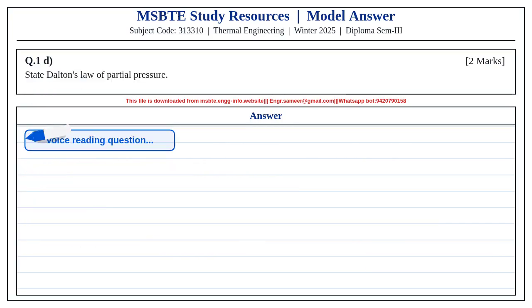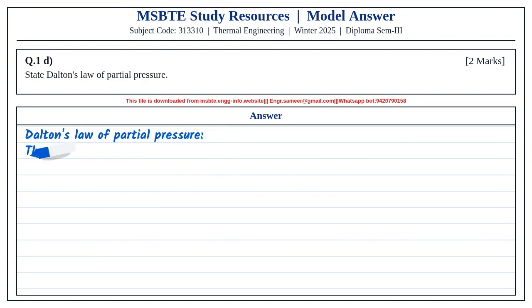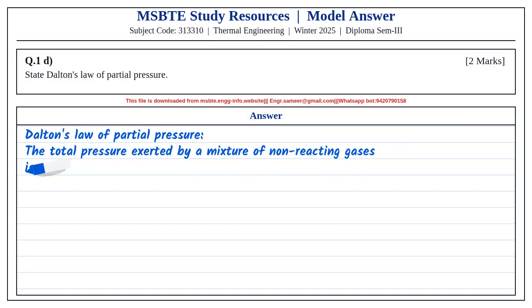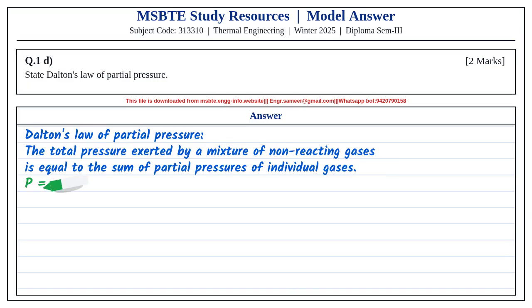Question 1d. State Dalton's law of partial pressure. Dalton's law of partial pressure states that the total pressure exerted by a mixture of non-reacting gases is equal to the sum of partial pressures of individual gases. Therefore, P is equal to P1 plus P2 plus P3 up to Pn.